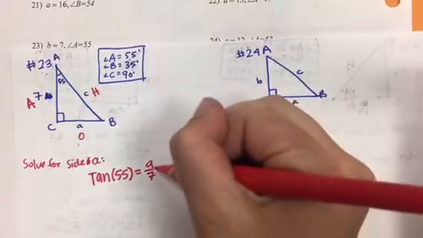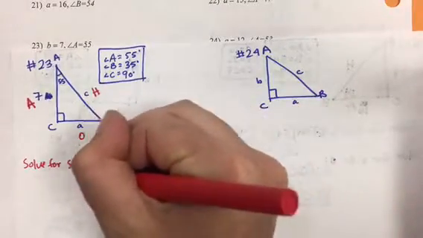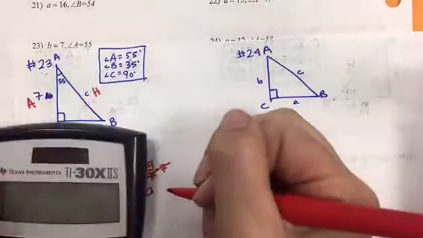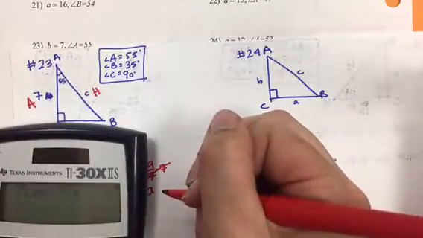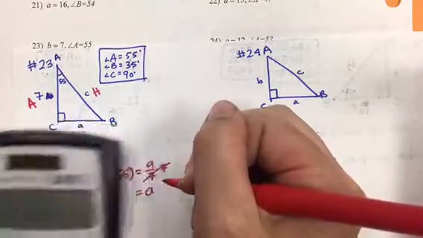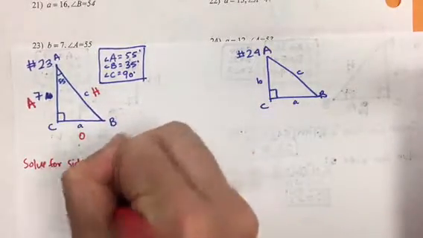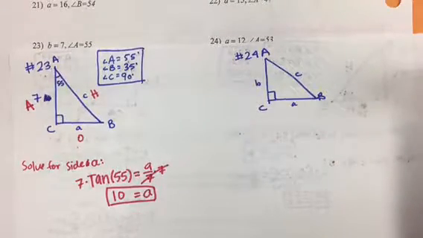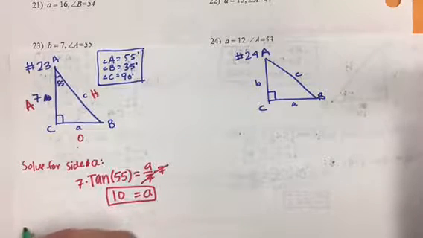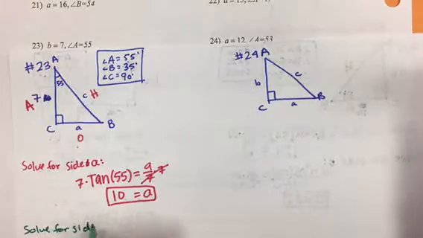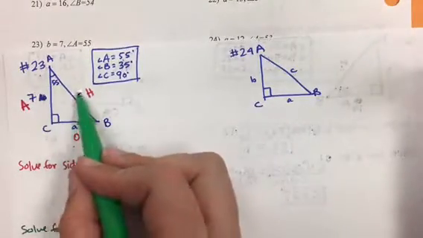To get rid of the denominator, I times by 7 on both sides. And A is equal to 7 tangent 55 equals 9.9, which rounds up to 10. Now I can solve for B. Oh wait, I already know B. I need to find C.